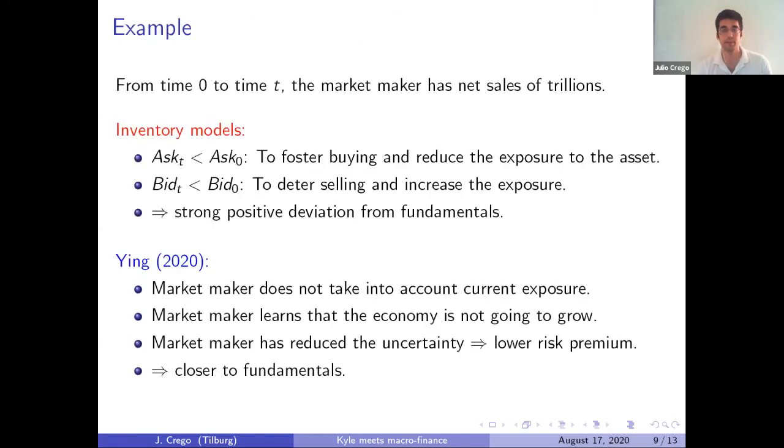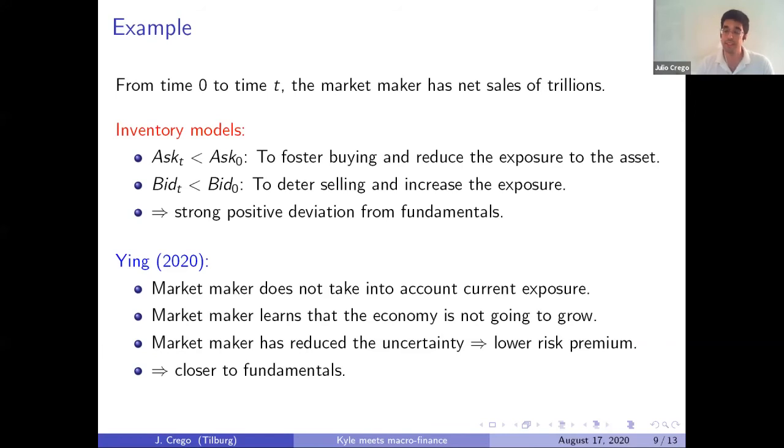Now I'm going to give a little example of how an inventory model works. In an inventory model, suppose the market maker has net sales of trillions, right? So he has sold a lot, he has a very negative position in the asset. What he's going to do, usually they have ask and bid prices, is reduce the ask price to encourage people to buy, and therefore you hedge yourself. You reduce your position, so you're actually facing less risk. And you also decrease the bid because you don't want people to keep buying from you and therefore increase your exposure. So then you're going to have a strong negative deviation from fundamentals, because your price is going to be below the actual price. And then it's going to converge back.